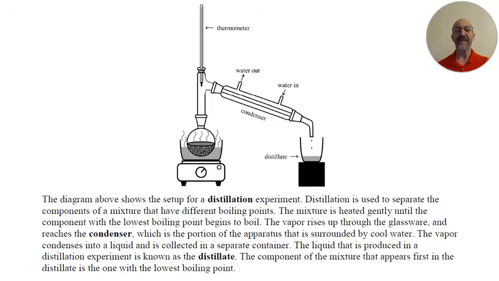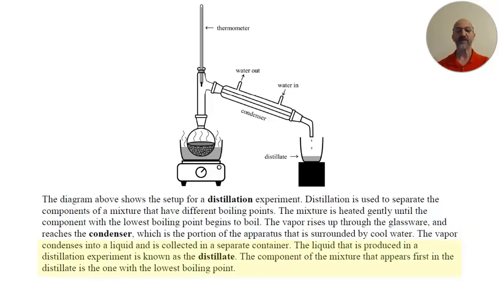The mixture is heated gently until the component with the lowest boiling point begins to boil. The vapor rises up through the glassware and reaches the condenser, which is the portion of the apparatus that is surrounded by cool water. The vapor condenses into a liquid and is collected in a separate container. So here's the part about the distillate.